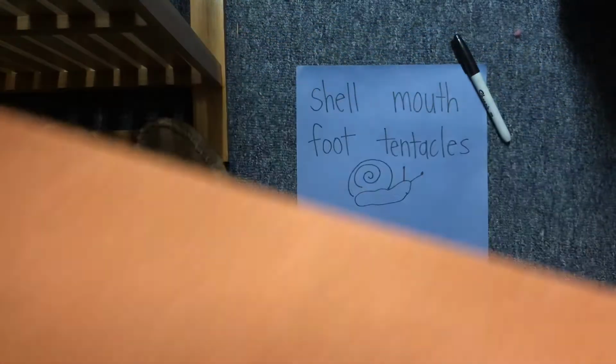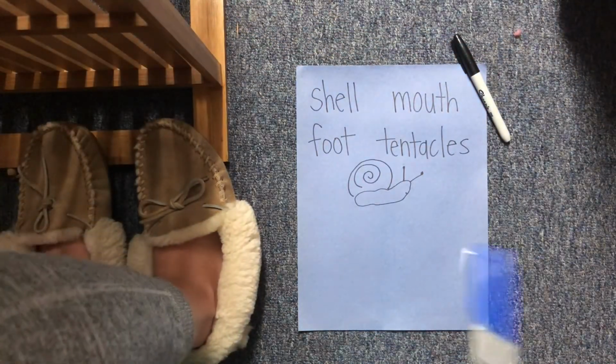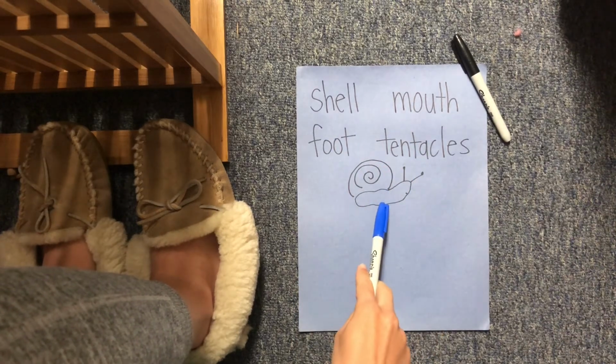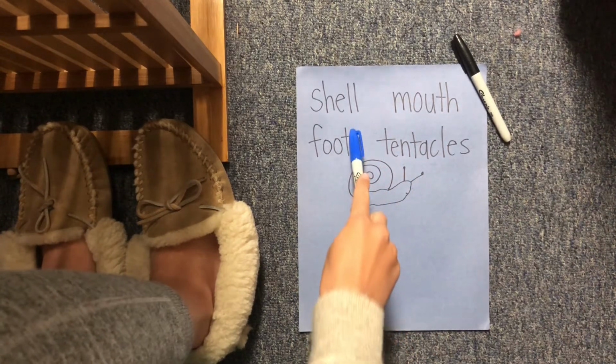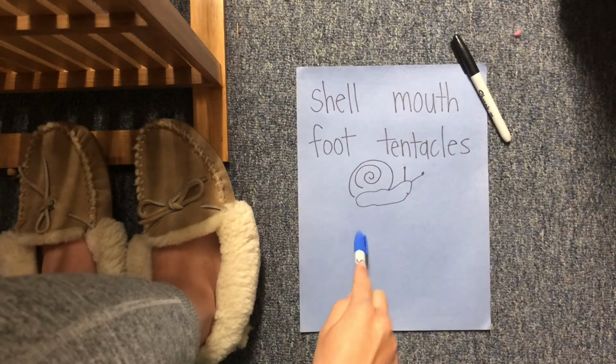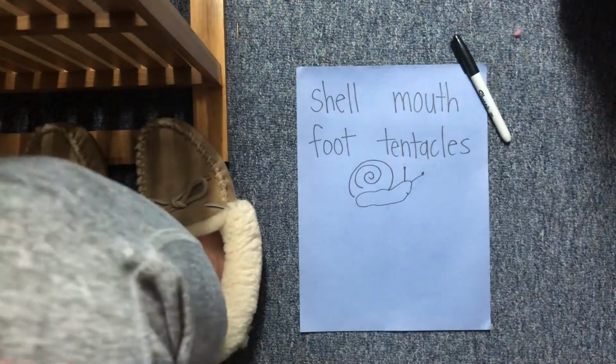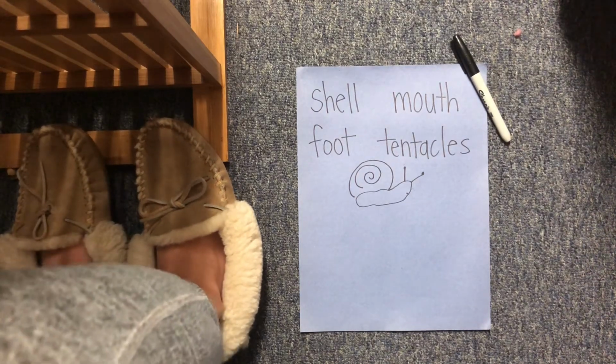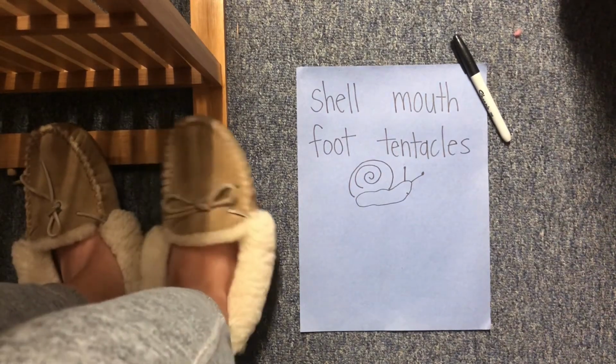That works too. So I have a paper down here with all of the different body parts we just learned about that snails have that make them special. So we're going to make our own snail, and we're going to label the parts inside of our drawing, and then we can cut it out and see what it looks like. So I'm going to start with my drawing. I'm going to show you guys.